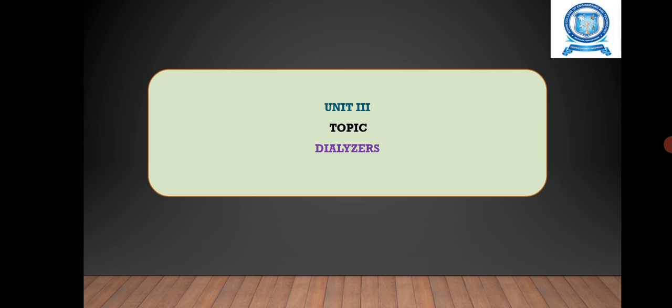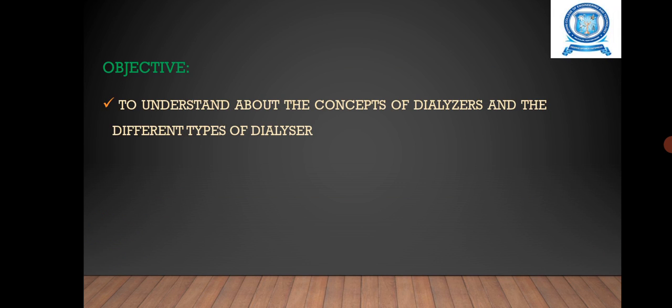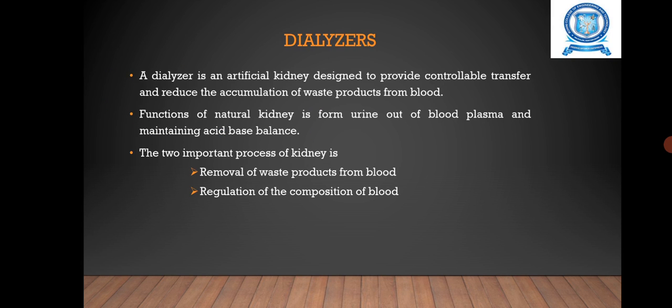Unit 3, topic Dialysis. Objective: to understand the concepts of dialysis and the different types of dialyser. A dialyser is an artificial kidney designed to provide controllable transfer and reduce the accumulation of waste products from blood. Functions of the natural kidney are to form urine out of blood plasma and maintain acid-base balance. Two important processes of the kidney are removal of waste products from blood and regulation of the composition of blood.